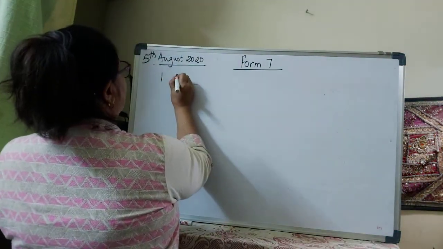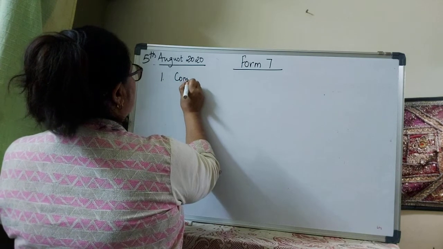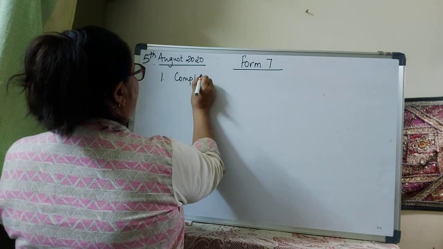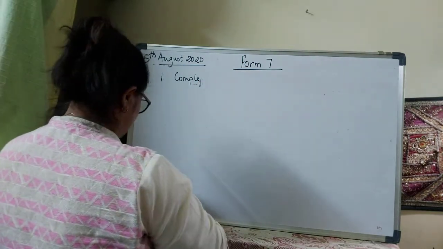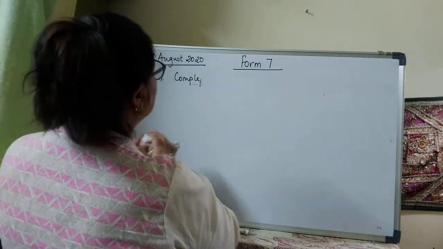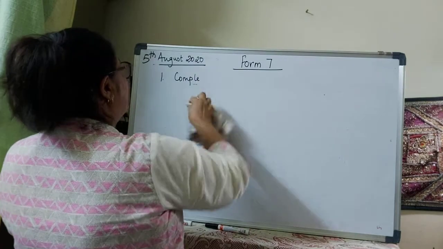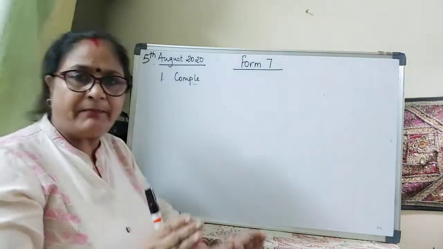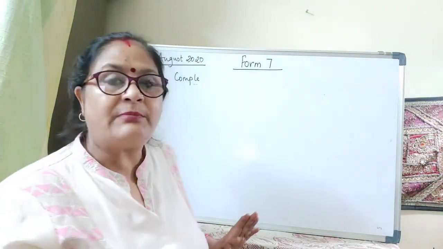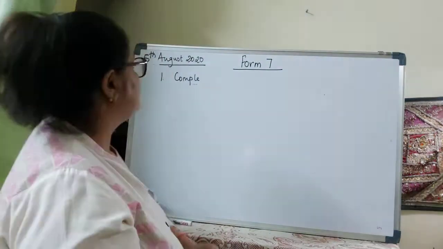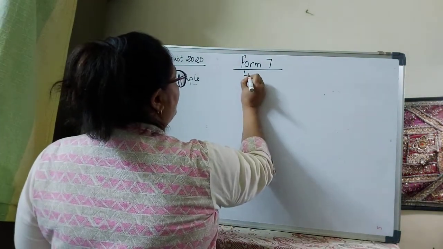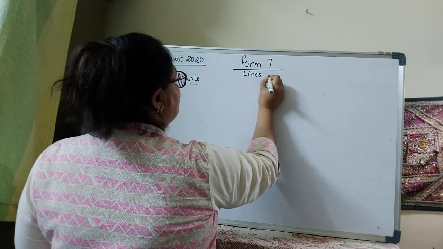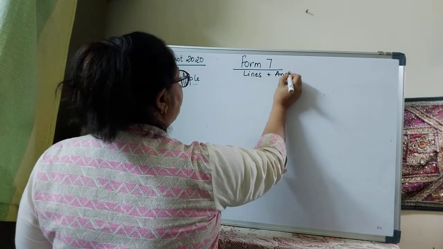The first pair of angles is known as complementary. What do we mean by pair? Pair means two angles. Now we are taking two angles together and pairing them up and seeing what type of angles they are. They are all the related angles. What are we doing now? Lines and angles.